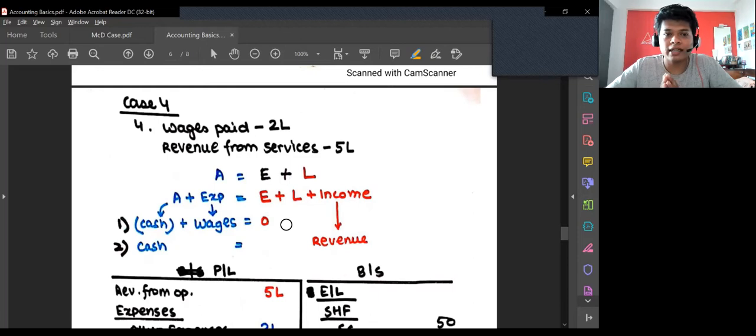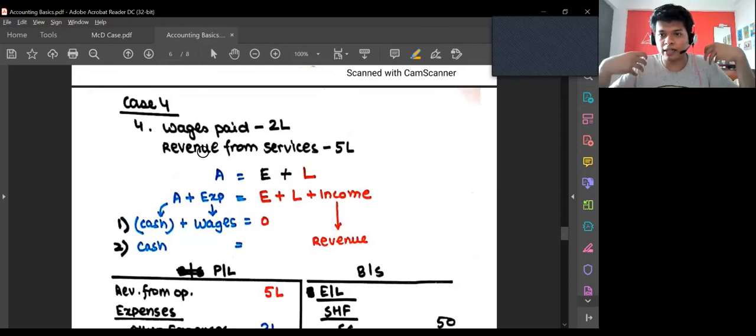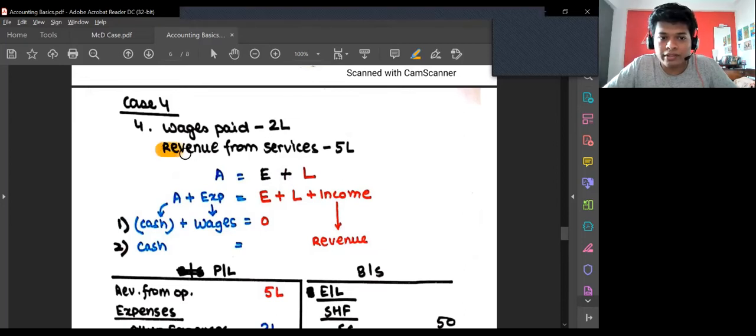Okay, now case 4. In case 4, I have taken the example of wages paid and revenue from services. Basically, I have not taken any manufacturing examples, because with manufacturing there is a stock thing, and it becomes complicated. So just imagine revenue from services. I, as a service provider, let's say you are an artist, provide services and you pay wages. So revenue from services is my revenue, which is my income, and wages paid is my expense.